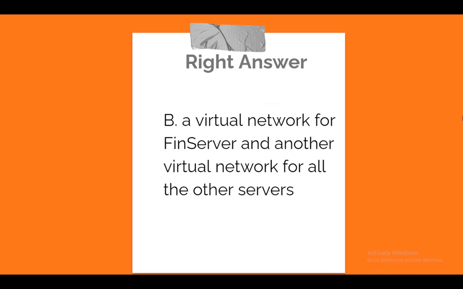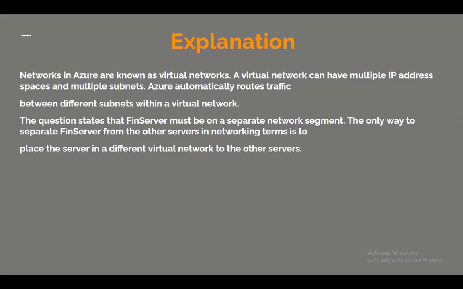And the correct answer is option B, a virtual network for FinServer and another virtual network for all the other servers. Explanation. Networks in Azure are known as virtual networks. A virtual network can have multiple IP address spaces and multiple subnets. Azure automatically routes traffic between different subnets within a virtual network. The question states that FinServer must be on a separate network segment. The only way to separate FinServer from the other servers in networking terms is to place the server in a different virtual network to the other servers.